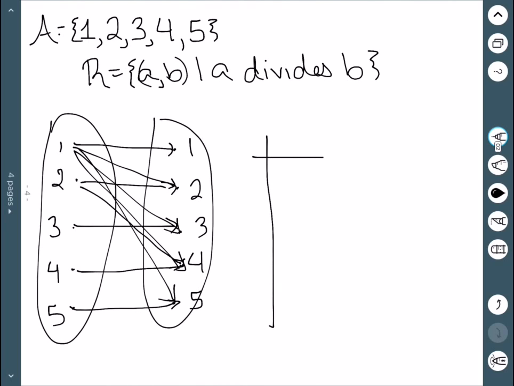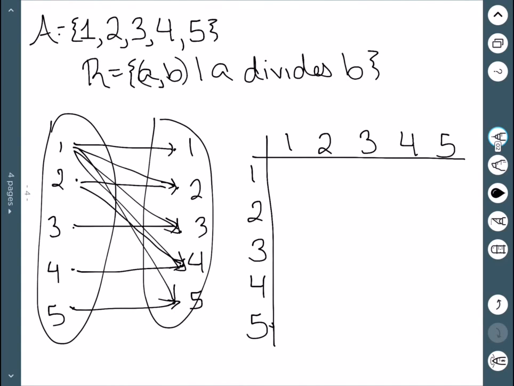This is one reason why we have these other ways to represent relations, like our table. Since it's the same set, we have them going up and down the side. We have 1 divides 1, 2, 3, 4, and 5. 2 divides into 2 and 4. 3 goes into 3, 4 goes into 4, and 5 goes into 5.